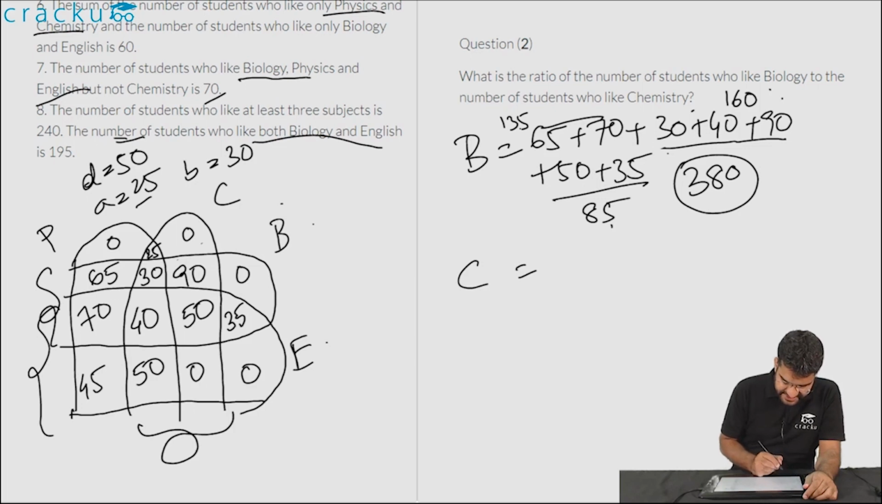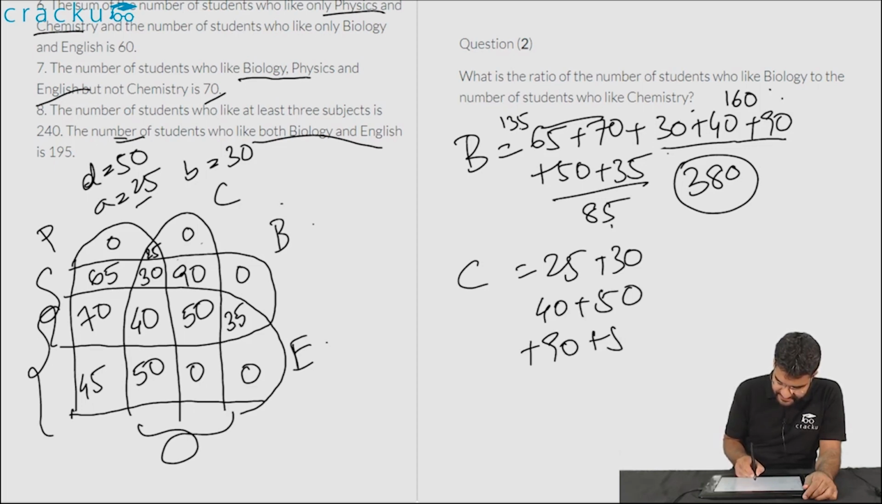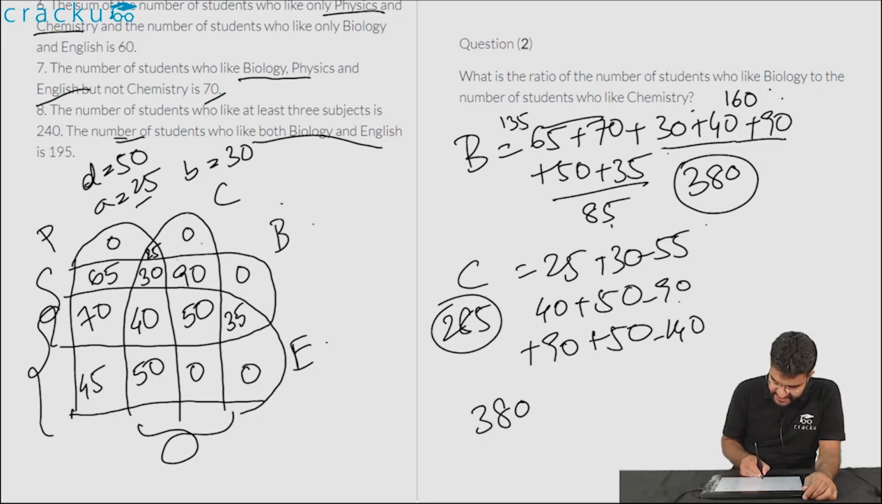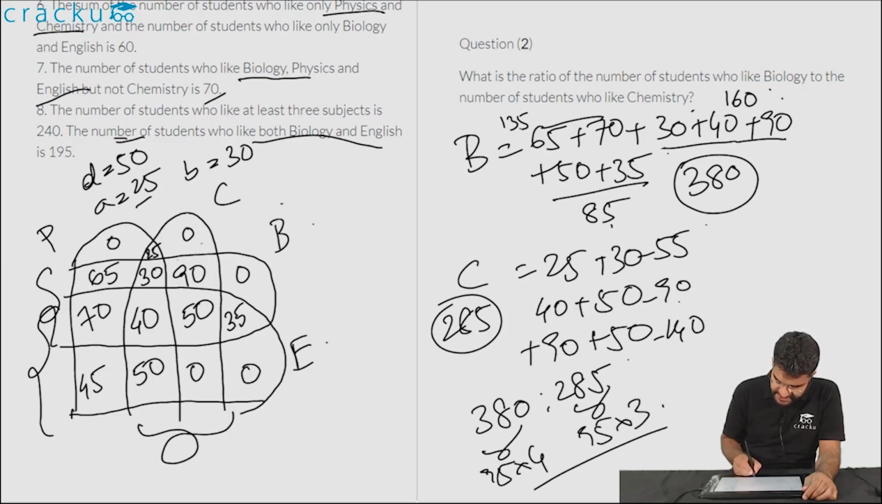Now let us look at chemistry. Chemistry is this region. This will equal 25 plus 30 plus 40 plus 50 plus 90 plus 50. This is 55, 90 and 140. So 230 and 55 is 285. So chemistry is 285. So the required ratio is 380 to 285. 380 is equal to 95 into 4, and 285 is equal to 95 into 3. So the required ratio will be 4:3.